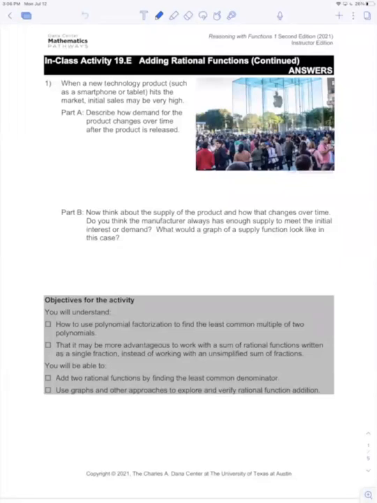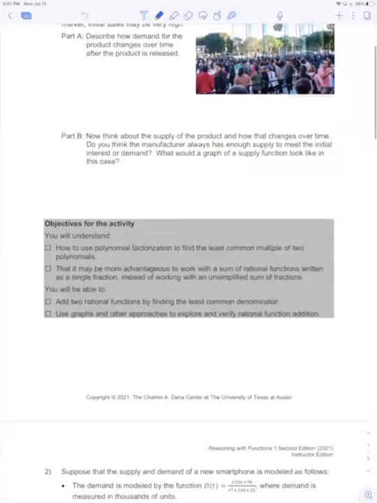Objectives for the activity. You will understand how to use polynomial factorization to find the least common multiple of two polynomials. That it may be more advantageous to work with a sum of rational functions written as a single fraction instead of working with an unsimplified sum of fractions. You will be able to add two rational functions by finding the least common denominator. Use graphs and other approaches to explore and verify rational function addition. Let's go to the next page.